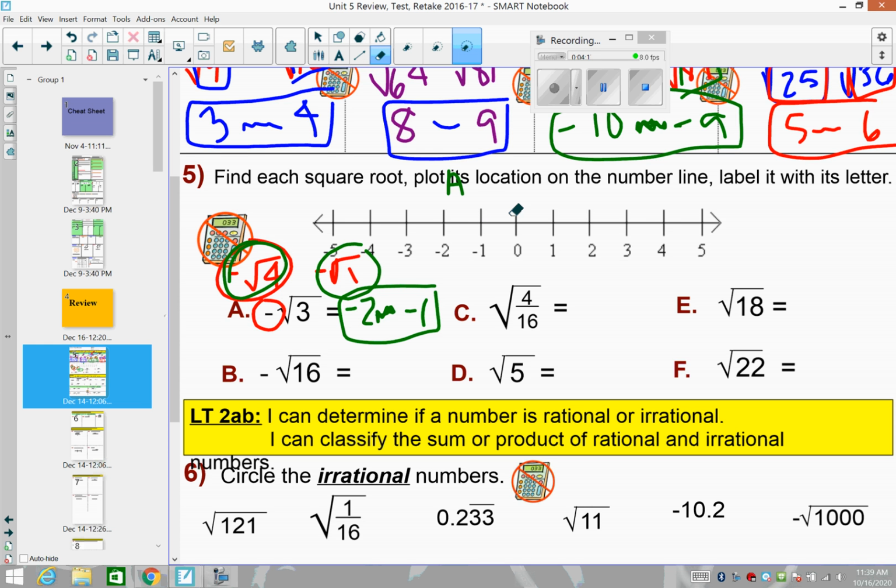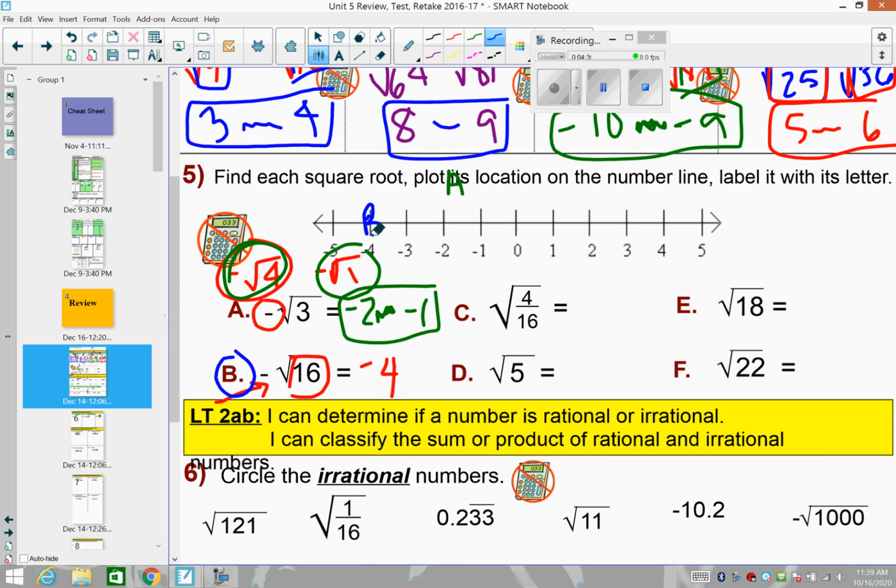All right. So going down to B, B looks a little bit easier for me because we have that perfect square. We're going to take the opposite of the square root of 16. Well, the square root of 16 is 4, and then we're going to take the opposite of that. So the letter B would be sitting right here at negative 4.